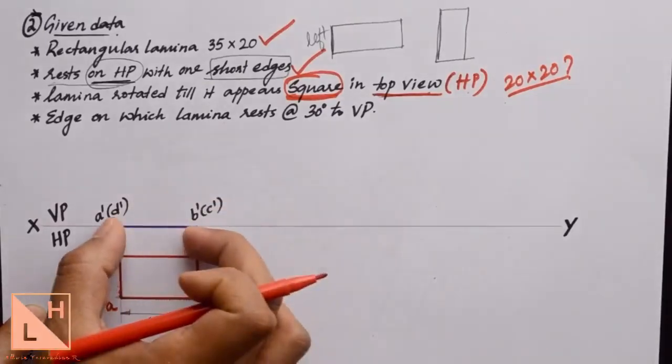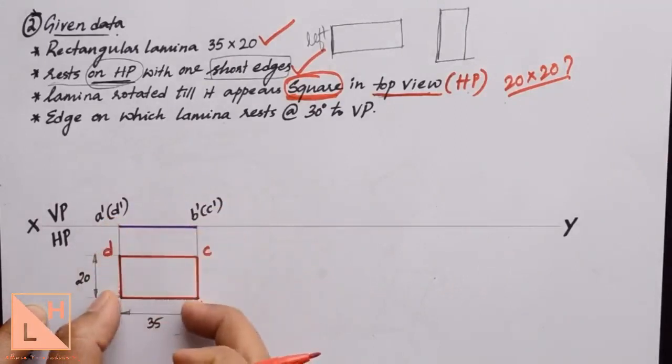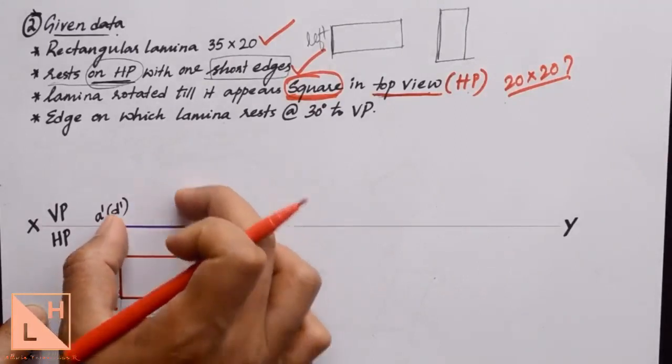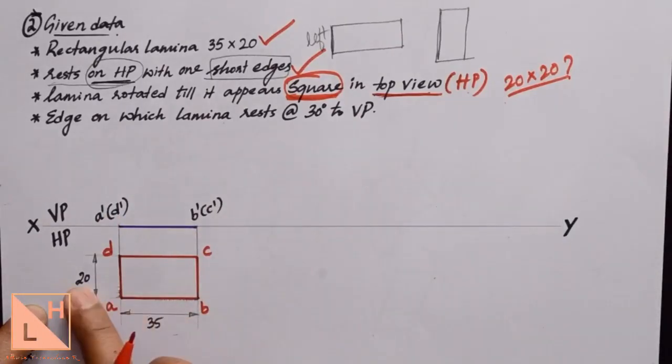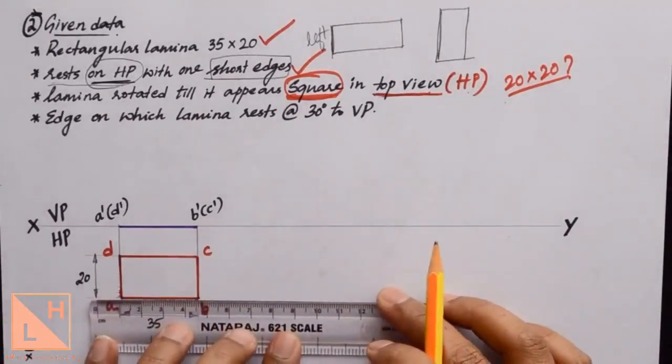We have it the plane parallel here, so it remains as 35. If you give some inclination to this 35 mm line, this 35 mm line will go on reducing its length, which is called as apparent length. Since we need a square here, we'll reduce this 35 until it becomes 20 millimeters. So in the second position, you draw a 20 millimeter square.